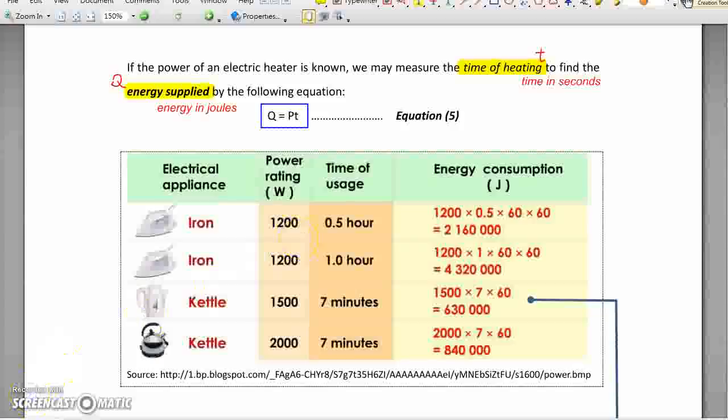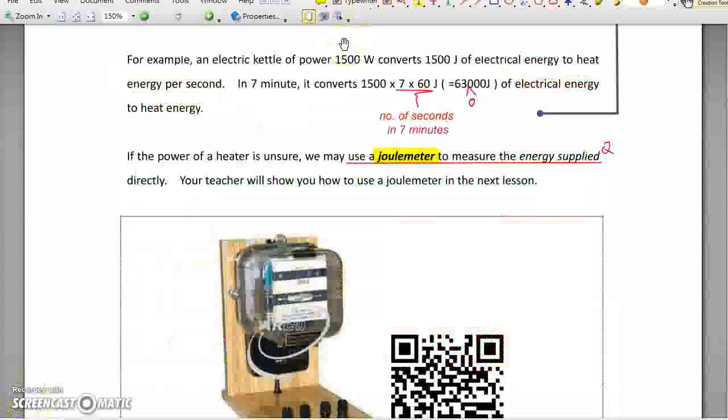For heating, you may use equation 5 here, where Q stands for energy supplied, P stands for power, and T stands for time of heating in seconds. For example, for the electric kettle, which has a power of 1,500 watts, heating for 7 minutes, altogether there is 560 seconds. Multiply with the power 1,500, and you may see there is a huge amount of energy, which is 630,000 joules of energy transferred from the kettle to the water. In this way, if you know the power of the electric kettle and the time of heating, then you may calculate the amount of energy transferred easily using equation 5 above.